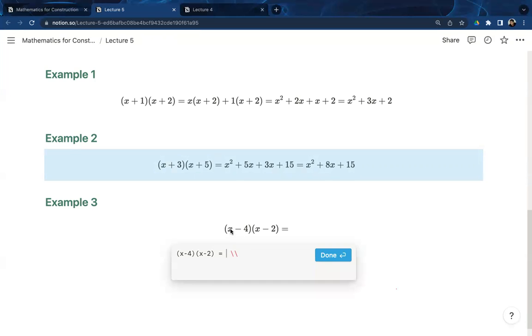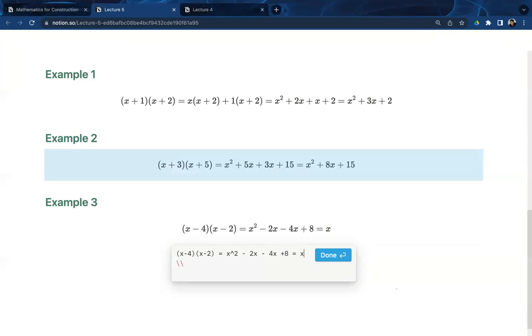So again, x, the first element here, by everything in the second bracket. x by x is x squared. x by negative 2 is negative 2x. Then you go to negative 4. Negative 4 by everything in the second bracket. Negative 4 by x, negative 4x. And negative 4 by negative 2 is plus 8. Okay? So you get your x squared minus your 6x plus 8.